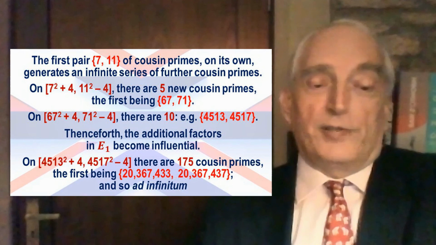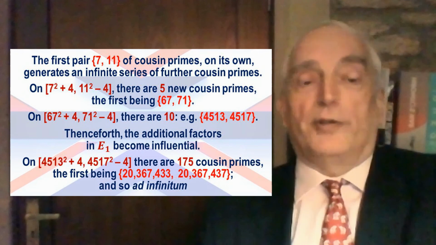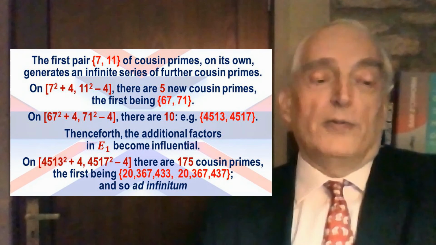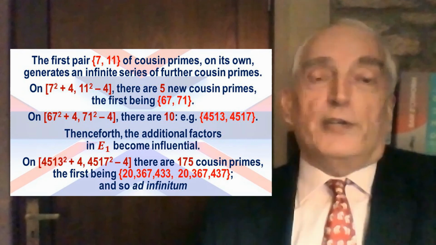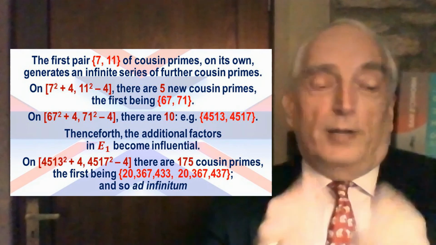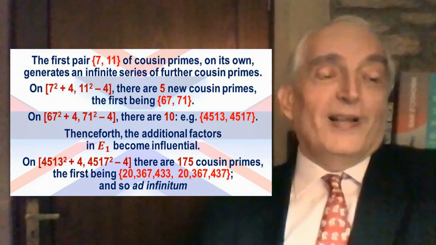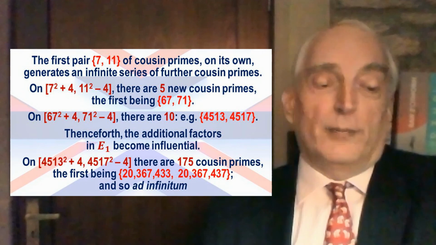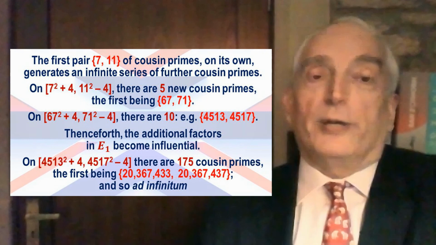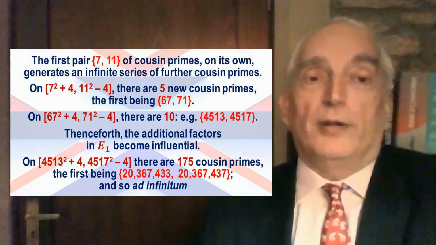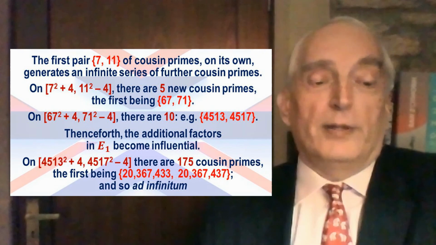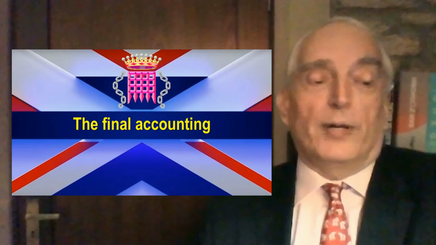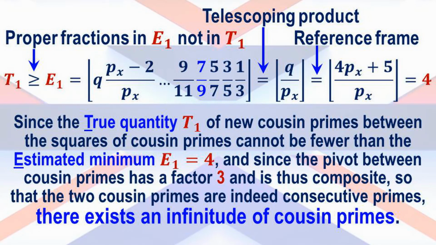And so, for instance, on 4,513 squared plus 4 to 4,517 squared minus 4, that's a fairly big window of opportunity. There are 175 cousin primes, the first of which has a term px which is greater than 20 million. And of course you can go on doing this ad infinitum, as we have proven, and the final accounting just confirms that. It's very similar to the final accounting for the twin primes, but with one important difference.